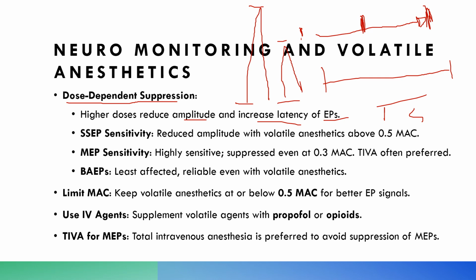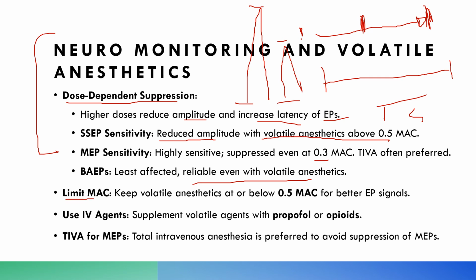Okay. So SSEPs are going to have reduced amplitude with volatile anesthetics at above a half MAC. Motor evoked potentials are going to be highly sensitive as well, so they're going to be suppressed even at 0.3 MAC. This is why when we think about cases with neuromonitoring, we prefer a TIVA, because then they're able to monitor all of these evoked potentials at the highest degree of measurement. All right, brain auditory evoked potentials are least affected and are considered reliable even with volatiles.